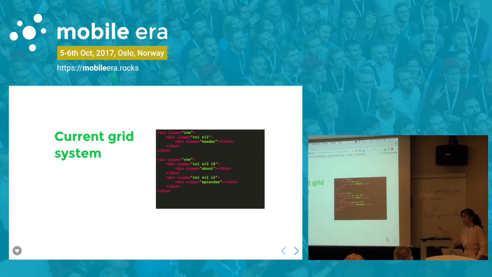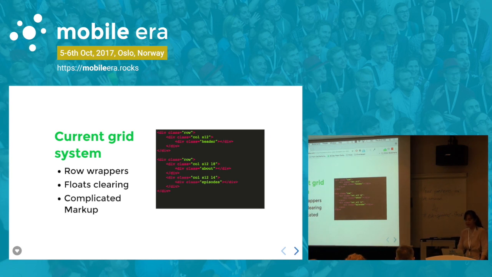So let me just walk you through our current grid system. We have row wrappers. The reason why we have row wrappers right now for our grid system is because we are imitating a grid system. It's not a true grid system, really. Therefore, we need to push and pull the margins in order to imitate a grid system. And because the current way we're doing layout is mostly we float them to the left all the time, that's why we need to clear those floats. And because of all of these requirements where we're imitating the grid, it leads to a very complicated markup.